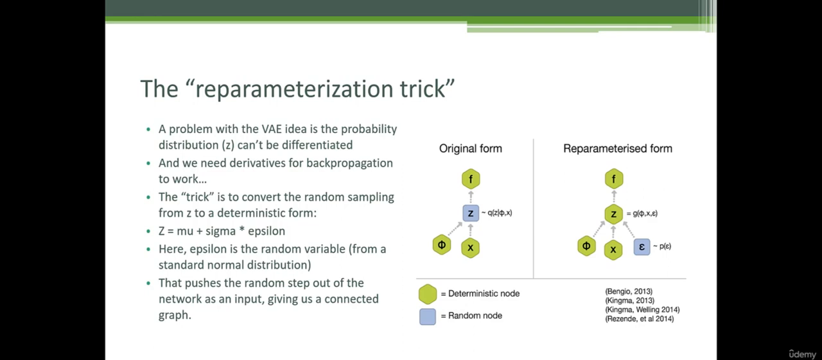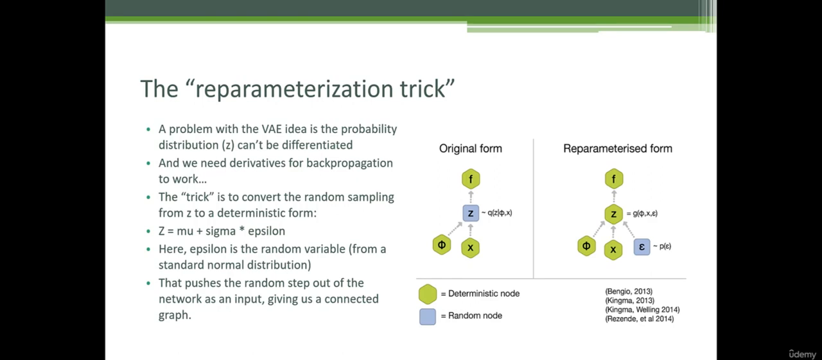reparametrization trick. I'm not going to say that again because that's a tongue twister. So one mathematical problem with the idea of VAEs is that the probability distribution that we're calling Z can't be differentiated. Anytime you have randomness in the equation there, these random distributions, that throws a wrench into the calculus, right? And as you might recall from when we talked about training neural networks, we need to use the derivatives of the system for backpropagation and the actual learning to work, right?